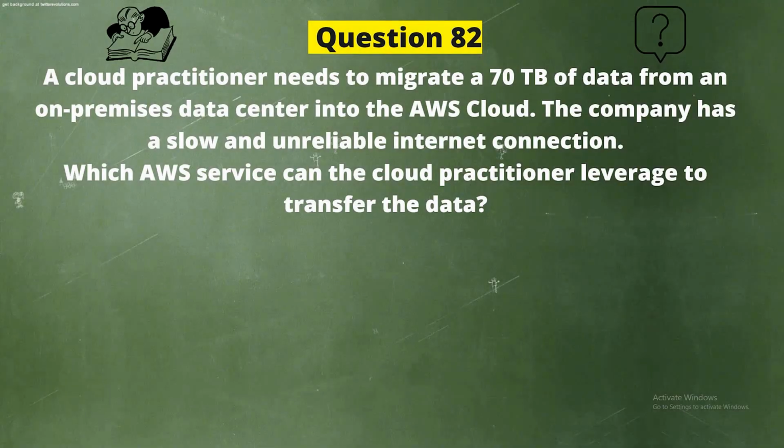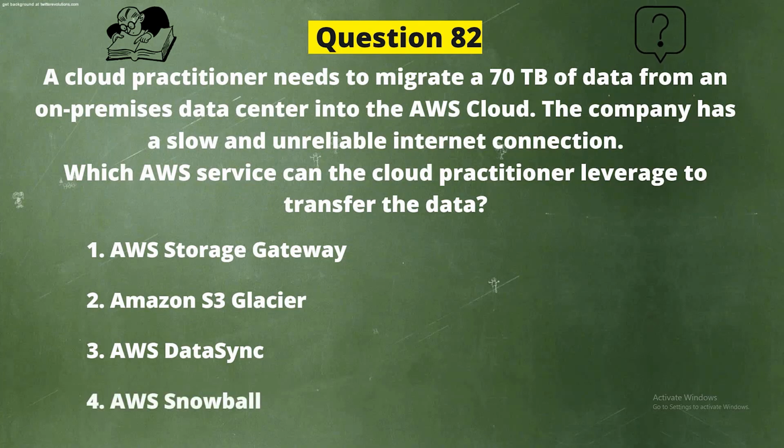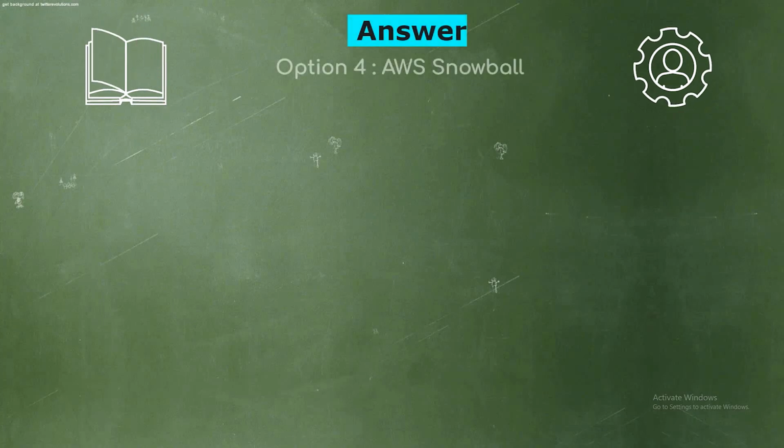Next question. A cloud practitioner needs to migrate 70 terabytes of data from an on-premises data center into the AWS cloud. The company has a slow and unreliable internet connection. Which AWS service can the cloud practitioner leverage to transfer the data? And the options are: Option 1. AWS Storage Gateway. Option 2. Amazon S3 Glacier. Option 3. AWS DataSync. Option 4. AWS Snowball. And the correct answer is Option 4.